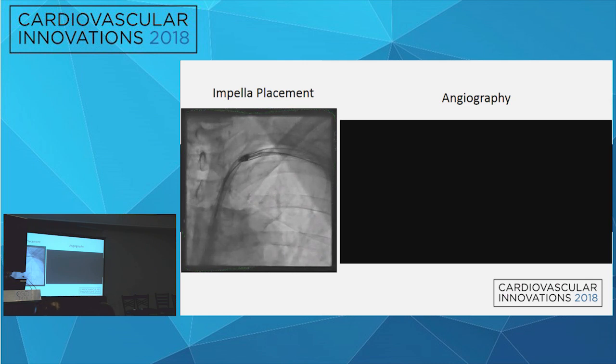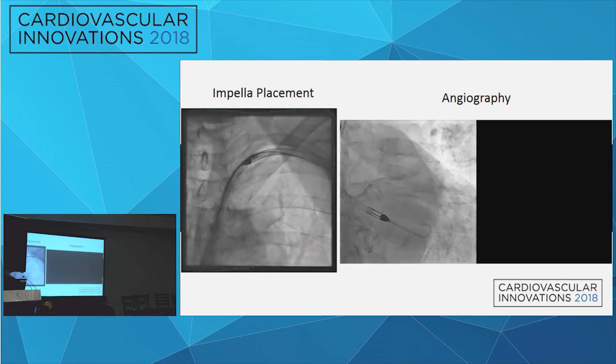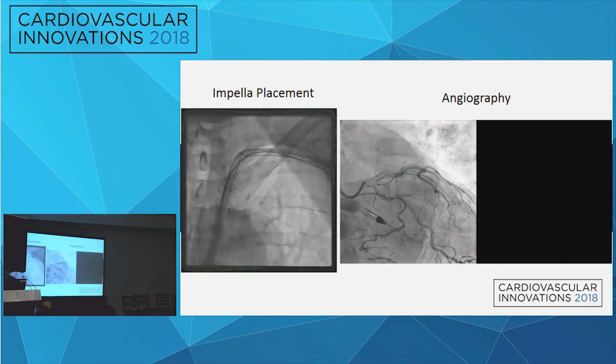I don't know how many of you do a lot of axillary Impellas, but the sheath always kinks, and it kinks a lot. You have to do this push-pull technique to get the Impella to cross through the sheath, but it generally goes. This is our angiogram to start.